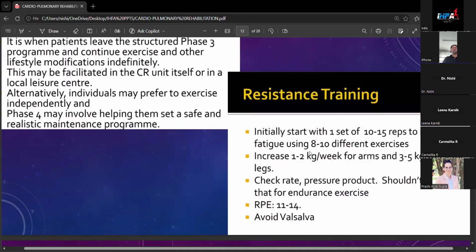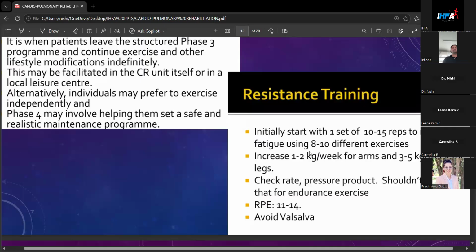Whenever you're doing strength training in phase 3 or phase 4, there always has to be 10 to 15 repetitions and 8 to 10 different exercises for upper body or lower body. Every week, you have to increase 1 kg for upper body and 3 to 5 kgs for lower body.